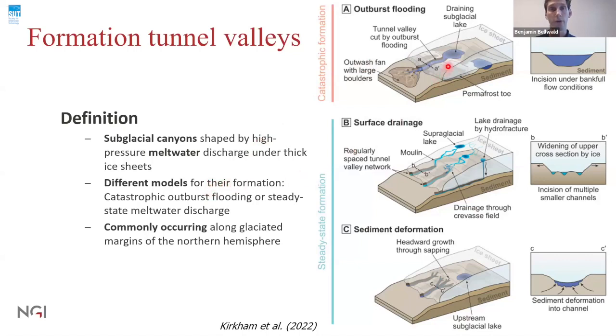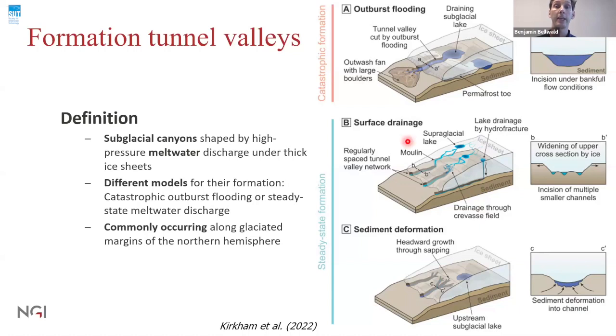So we have here the first model that is going more for a catastrophic outburst. You may have a lake below the ice sheet, or a lake dammed by the ice sheet, which can drain out in a very short time frame and can erode into the sediments and form a tunnel valley. And where you hit the ice margin, where the ice sheet stops, you may get some boulders, a debris lobe with very coarse-grained sediments.